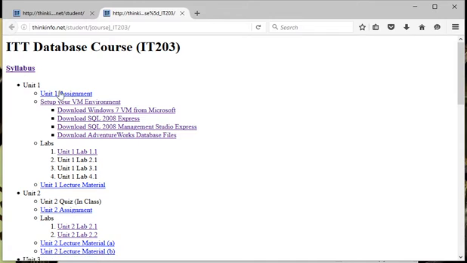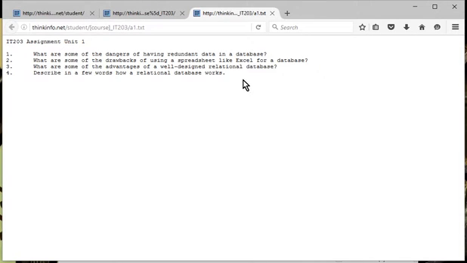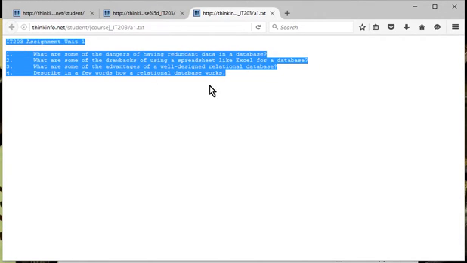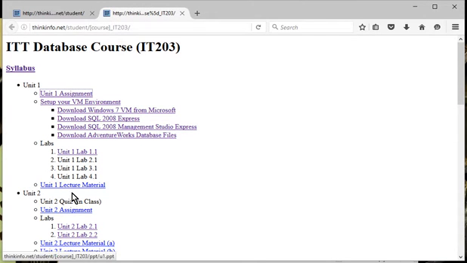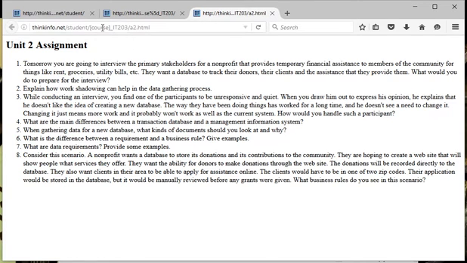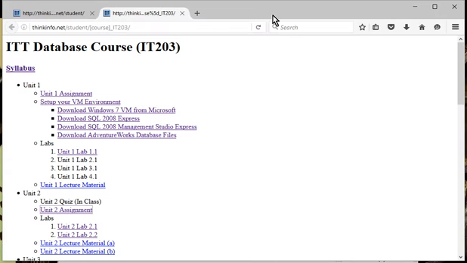So for example, for the Unit 1 assignment, this is where you'll click to get the assignment. So for example, for Unit 1, I'm going to ask you to answer these 4 questions. You're going to take these 4 questions. You're going to put them into a Word document. You're going to answer all 4, and then you're going to turn in the assignment. And that's pretty much the same thing each week. So each week when you see an assignment, it's some questions. You're going to fill out some answers, and you're going to turn in or submit your answers.